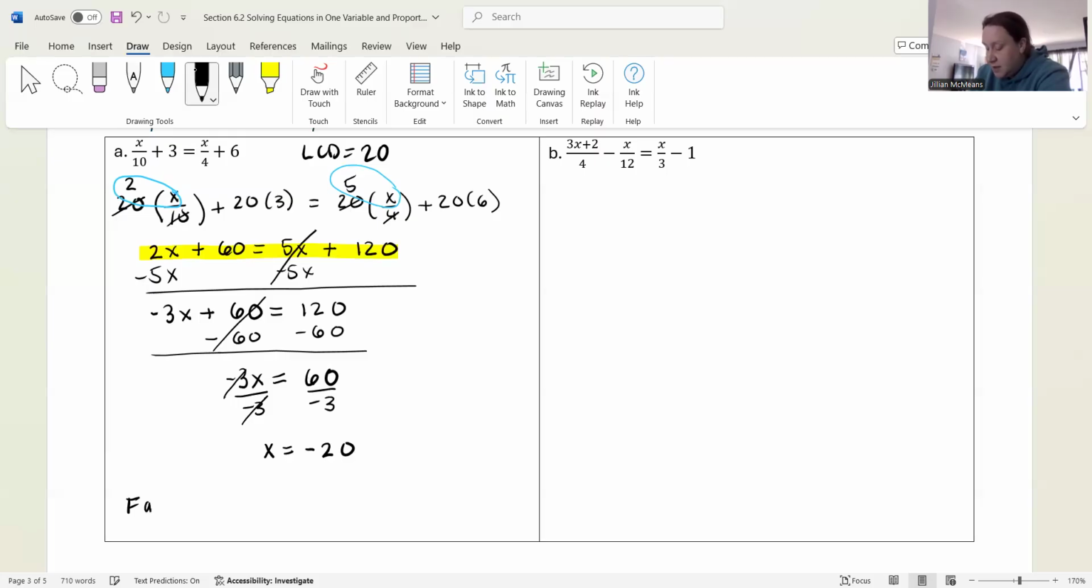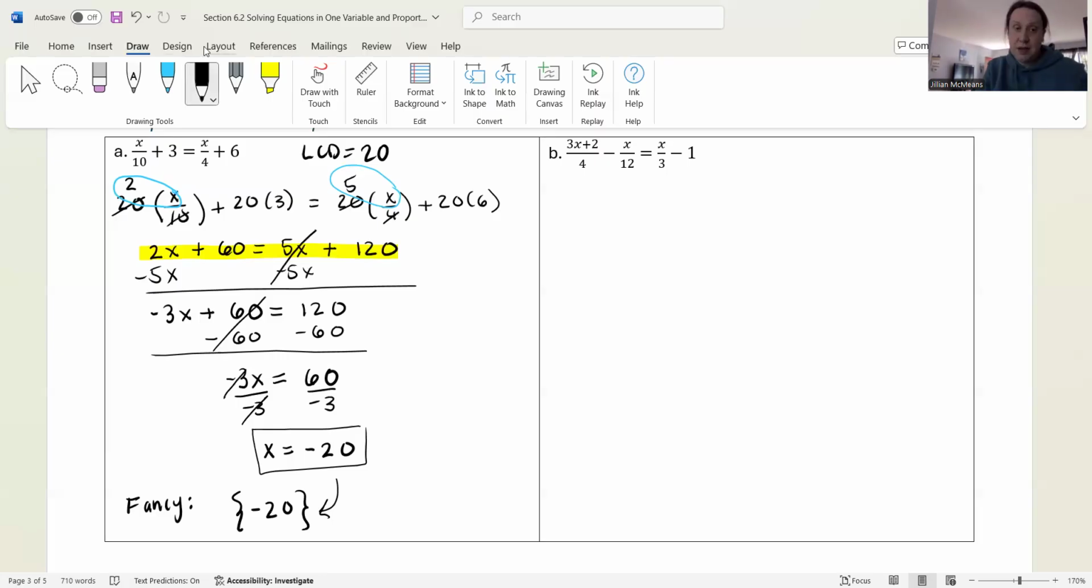And if we write this fancy, we would say the solution is the set containing negative 20. Okay, so I am fine if you write your answer like this. Just know that this is kind of like the fancy formal way to write your final answer. Okay, so that is example A.